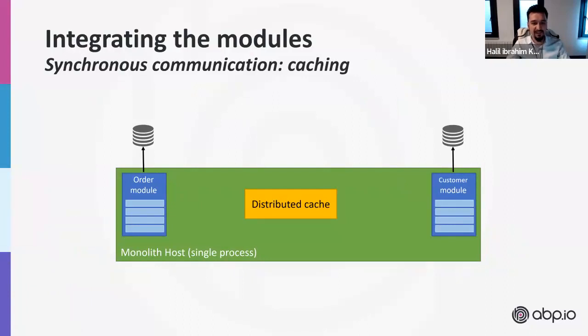Okay, let's expand on the caching mechanism which can be implemented with synchronous communication. The simplest one can be like this. For example, you want to query the customer from the order module. You can use a distributed cache here, even if the application is not distributed in the beginning. Even if it's a monolith application, you should still use a distributed cache because your monolith application may have multiple instances running concurrently, so you cannot use an in-memory cache. So you use the distributed cache to query the customer.